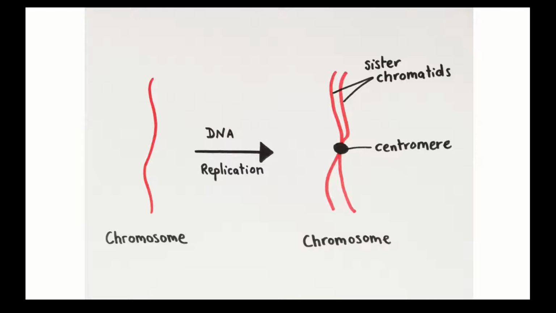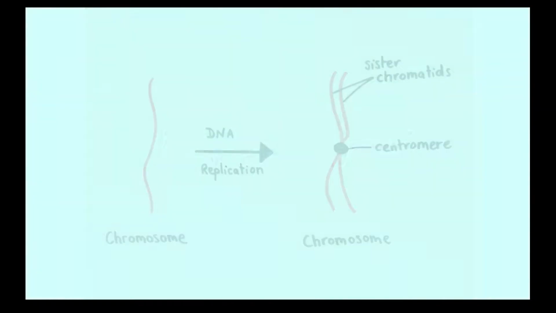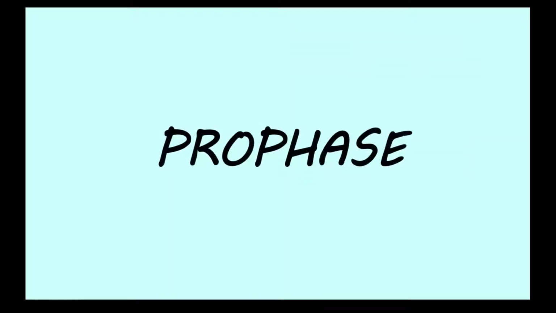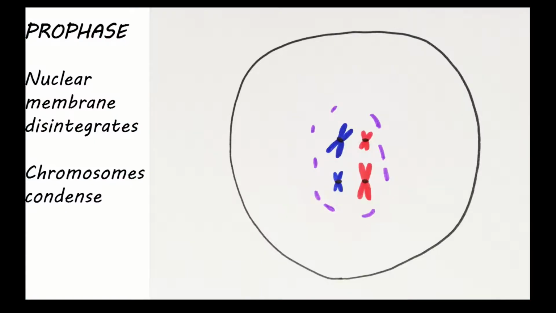When the chromosomes have been replicated and the cell is ready to divide, mitosis begins. Mitosis occurs in 4 stages. The first stage is prophase. During prophase, the chromosomes condense and the nuclear membrane disintegrates.